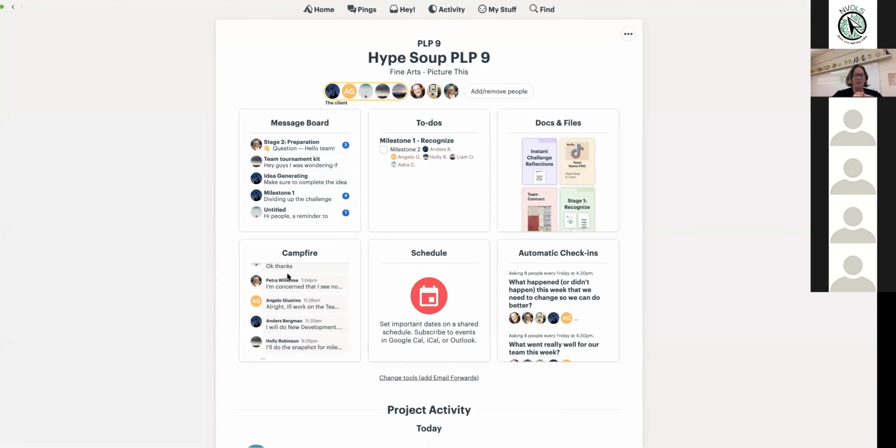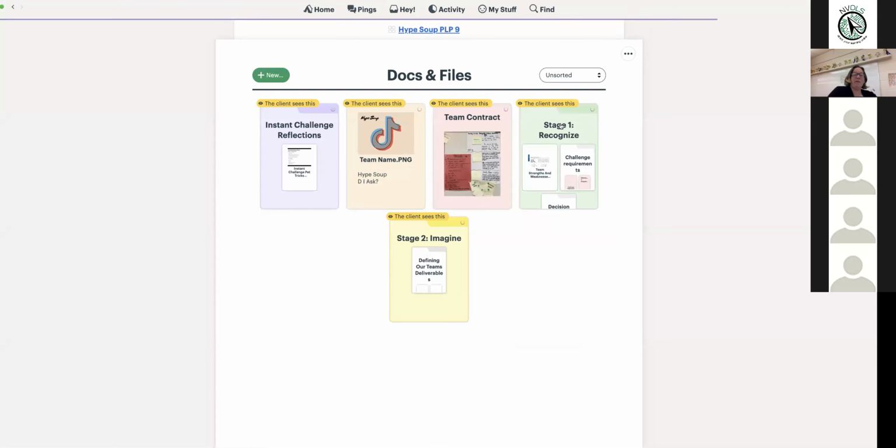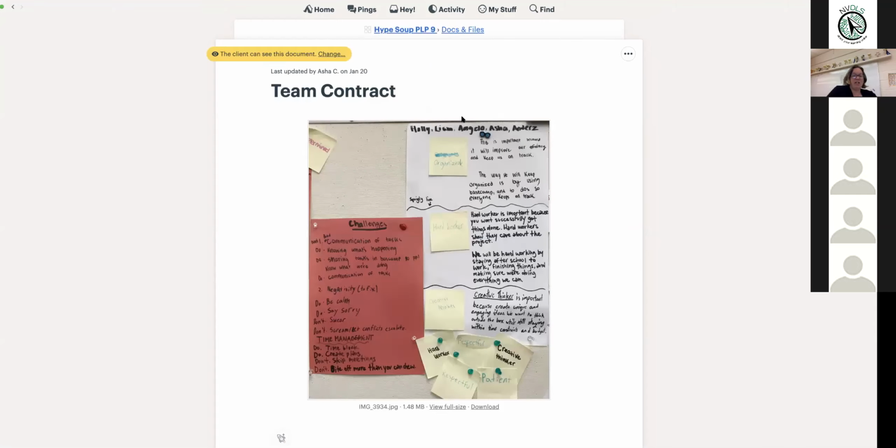Oh, Brian's demonstrating it to you. So here is Hype Soup, one of the PLP 9 teams' project areas. You can see they're adding in the docs and files, the different pieces of their stage work. So they're in stage 2, Imagine; they've gone through stage 1, Recognize. We have the grade 9s form their own teams this year and make their own team contracts. So they actually have it up in the Maker classroom, about the things they want to achieve as a team, because they've been through Destination Imagination once. Grade 8s, you can look forward to doing that next year.